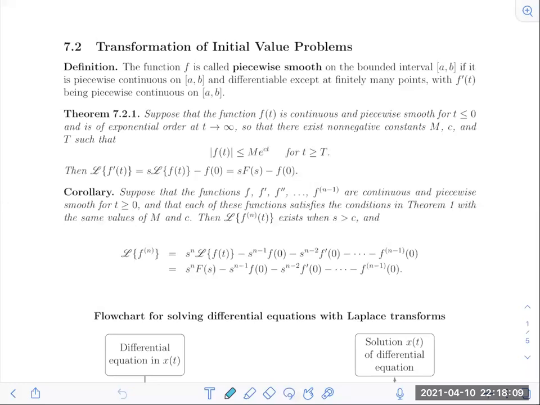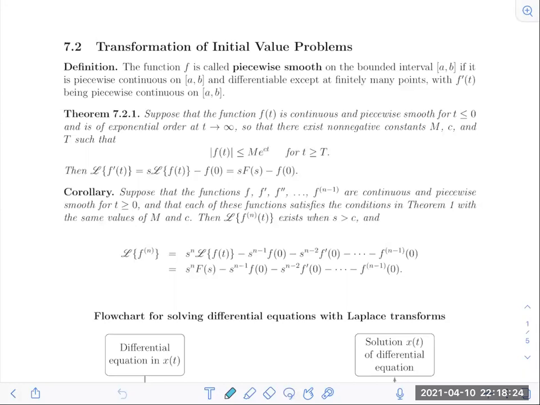So section 7.2 is going to wrap it all up and show you how you can very cleverly use Laplace transforms in order to solve initial value problems. So to get started, we have a couple of pieces of information here.